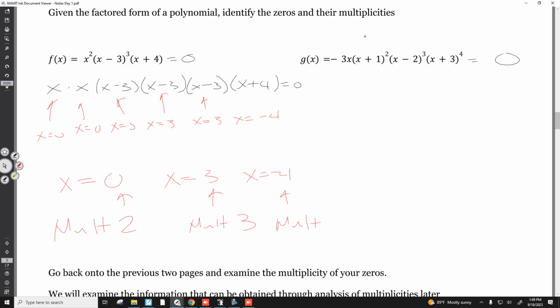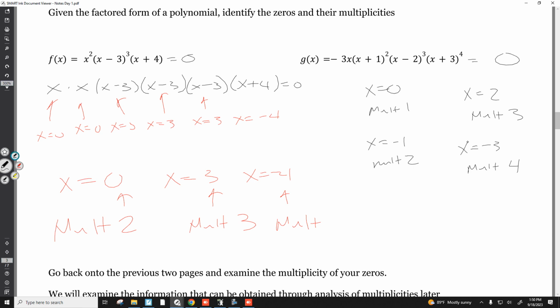Okay. x equals 0 occurs once. x equals negative 1 occurs twice. x equals 2, we'll say, has a multiplicity of 3. x equals negative 3 has a multiplicity of 4. But right now, we're just going to write it down. In the future, we will use it. Don't use it until we get there, though, if you already know what it means.